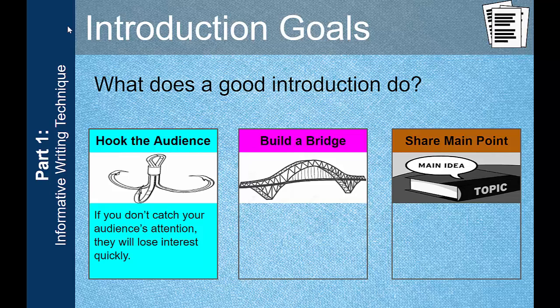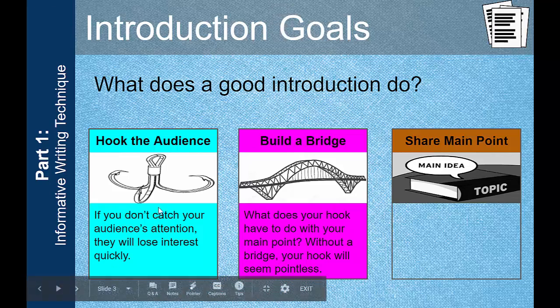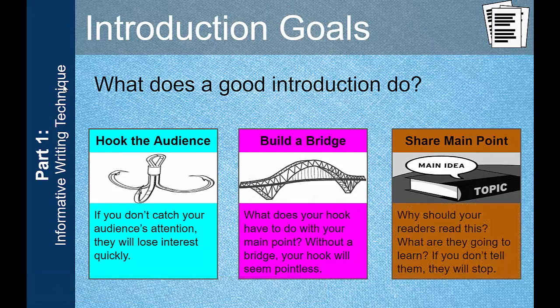The next thing we're going to learn how to do is to build a bridge. A bridge talks about your hook and what it has to do with the main point of your paper. Without a bridge, whatever you do here might really seem pointless. The last thing then would be sharing a main point. So your readers should know why they're going to be reading this. What are they going to learn? If you don't give them a reason to keep reading, they will stop reading.